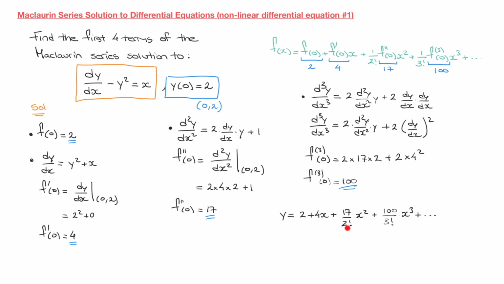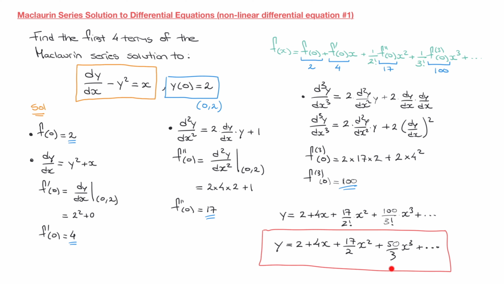Finally, since factorial 2 is just equal to 2, we'll write this fraction as 17 over 2, and since factorial 3 is equal to 6, we'll simplify 100 over 6 as 50 over 3. And so we can state our final answer as y equals 2 plus 4x plus 17 over 2 times x squared plus 50 over 3 times x cubed plus 3 dots. And that's the answer. We've now found the first 4 terms of the Maclaurin series solution to this first-order non-linear differential equation. And that's it for this tutorial.